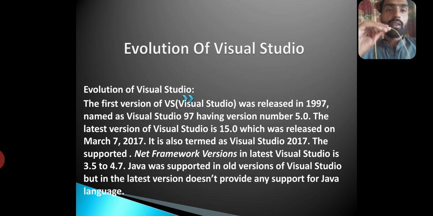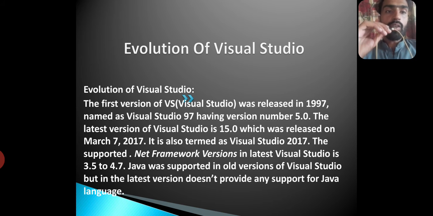Evolution of Visual Studio. The first version of Visual Studio was released in 1997, named Visual Studio 97, having version number 5.0. The latest version of Visual Studio is 15.0, which was released on March 7, 2017. It is also termed as Visual Studio 2017.